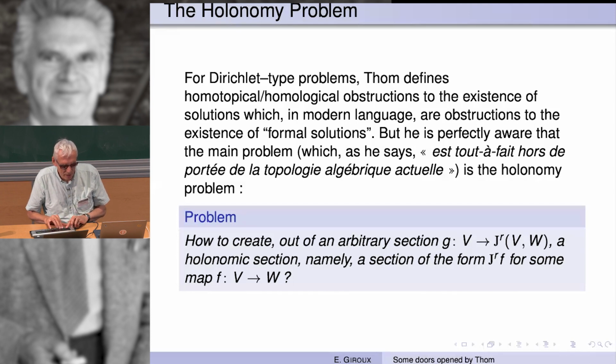The problem is how to create a holonomic solution out of an arbitrary section of the jet space. A holonomic section out of an arbitrary section. Recall that a section G from the manifold V to the jet space is called holonomic if it is the r-jet of some section, of some map from V to W. And how does he approach this problem?